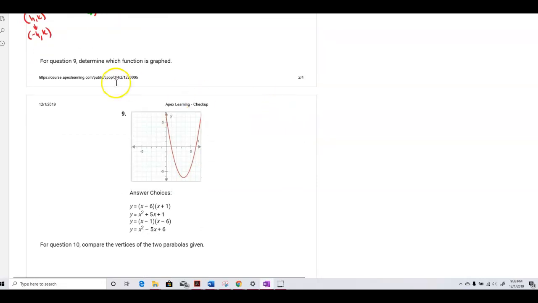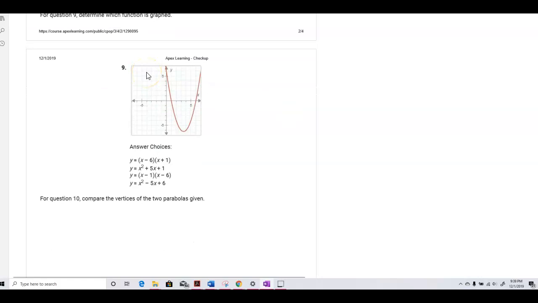All right, so number 9, determine which function is graphed. Well, first thing I'm going to do is look at the x-intercepts. This is at (1, 0). This is at (6, 0). Well, I know the x-intercepts here would be (6, 0) and then (-1, 0). So that can't be it.